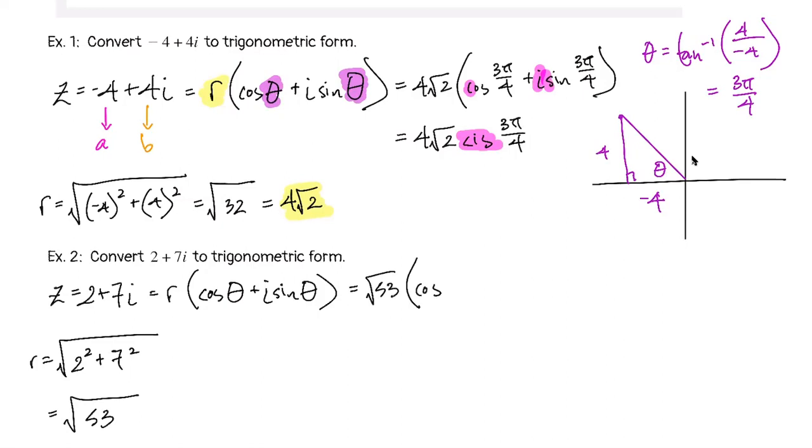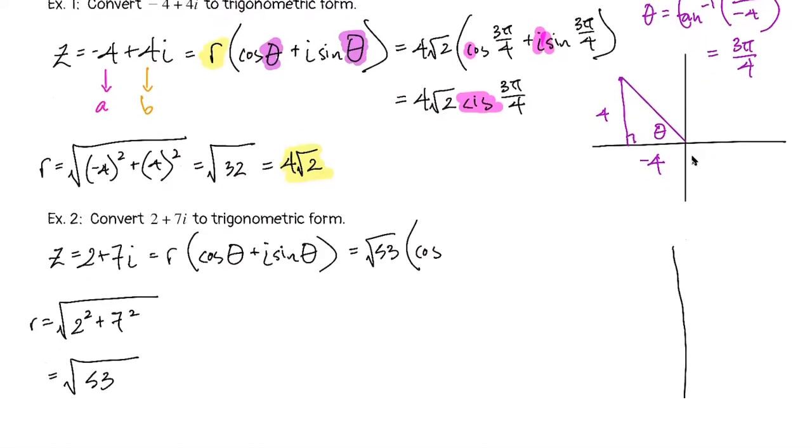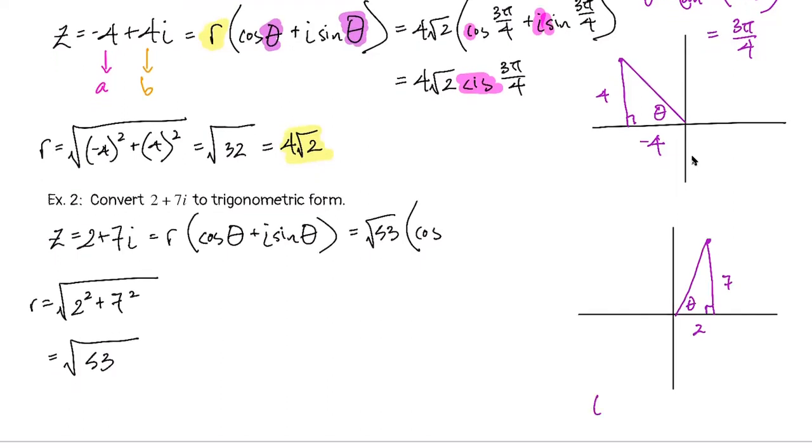All right, so let's find that angle now. Let's draw a picture. What quadrant is this angle going to be in? 1. I'm going to be in quadrant 1. Very good. So I'm going to go over 2 and up 7. And so I can write theta as the inverse tan of 7 over 2.